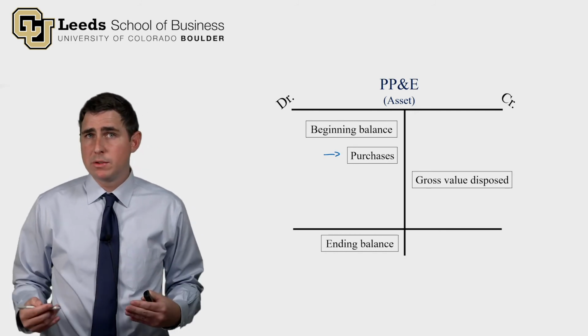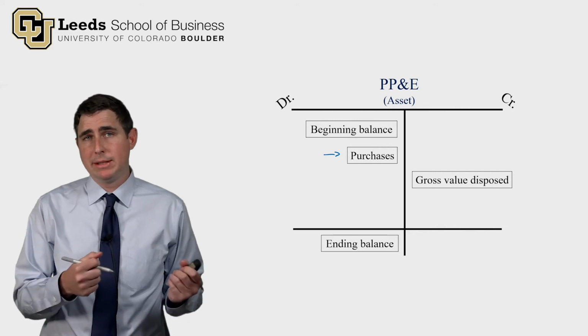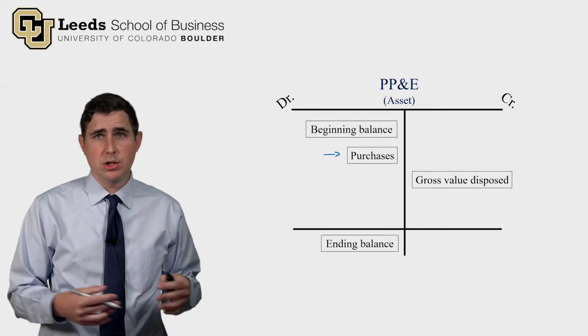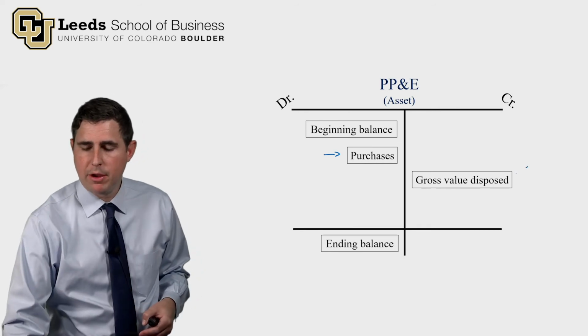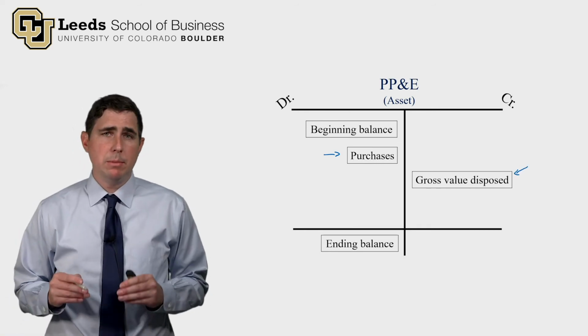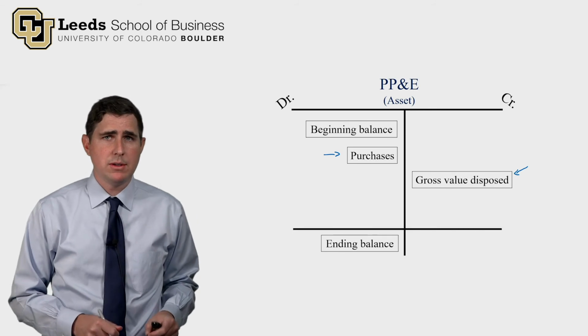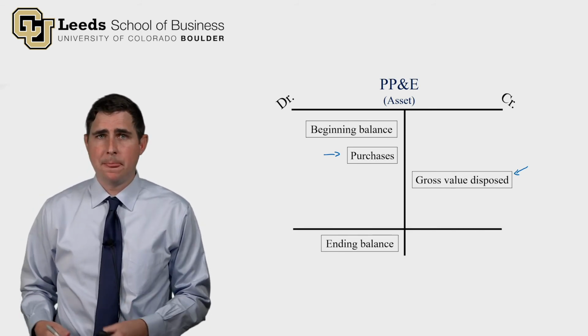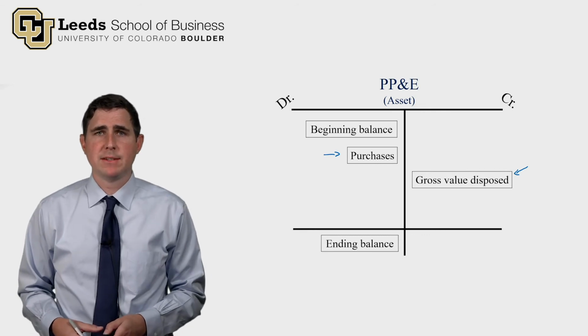When we dispose of these assets, well, we credit it. We take it out of the PP&E account. Maybe we get cash for it, so we debit cash and credit the PP&E account. There's that credit. So the PP&E account increases with purchases, decreases with the gross value of the disposed assets, and its ending balance will be a debit since it's an asset account.